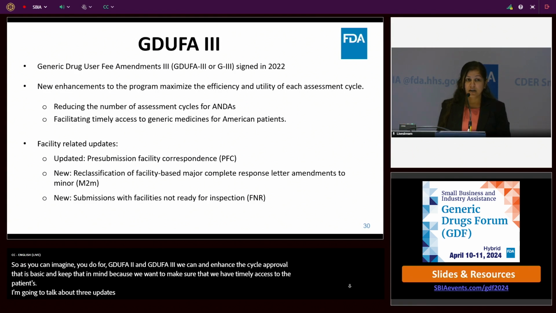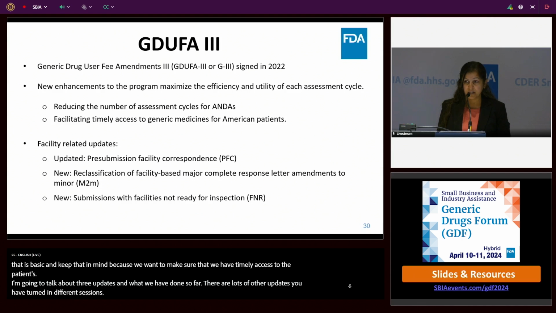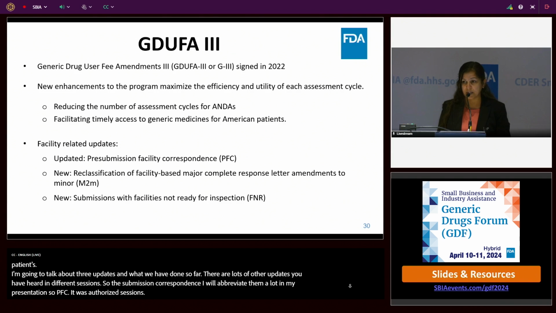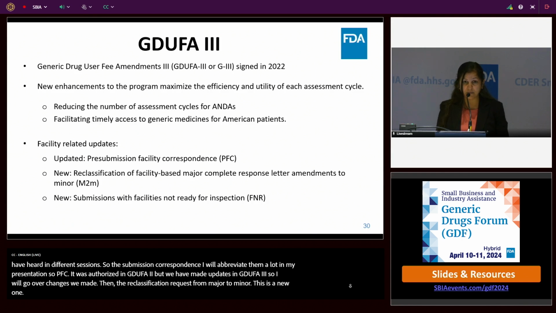Now, I'm just going to talk about 3 updates which are facility related and what we have done so far. There are lots of other GDUFA-related updates that you heard in different sessions. The PFC, or pre-submission facility correspondence, I'll abbreviate them a lot in my presentation. The PFC was authorized as part of GDUFA 2, but we have made some updates in GDUFA 3, so I'll go over those changes. Then the reclassification request from major to minor is a new thing in GDUFA 3, and we have already seen a large number of applications coming in this category. And then the third one is submission with the facility not ready.